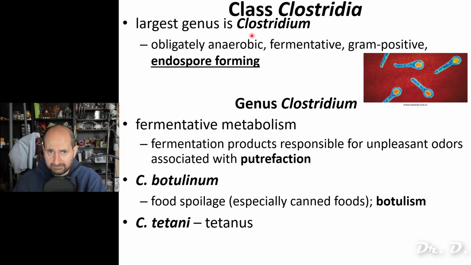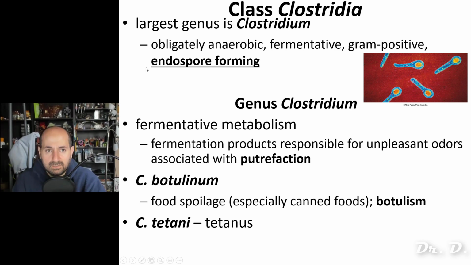Okay, let's talk about the next class, the class Clostridia. This includes the large genus Clostridium. Clostridium are very fascinating bacteria because they are endospore formers. Do you remember earlier in the semester I told you that there are only two genera of bacteria that can produce endospores? There's Clostridium and there's Bacillus. Remember that for the exam. There's Clostridium, which is these guys, and Bacillus, which we're going to talk about in a little bit.